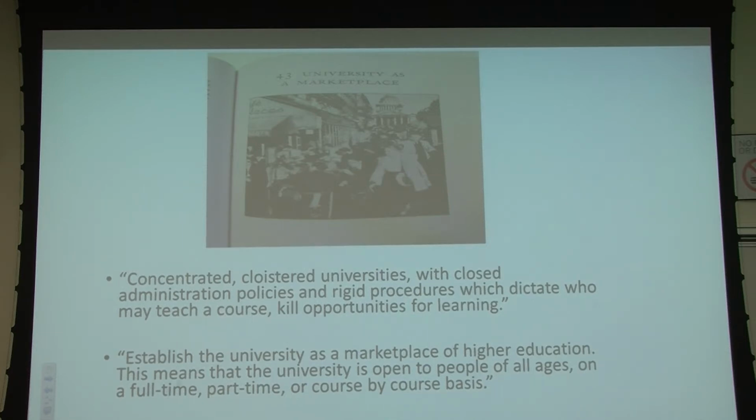And so then established the university as a marketplace of higher education. This means the university is open to people of all ages on a full-time, part-time, or course-by-course basis. That's exactly how Margot has changed this. It seems to me, right? Like that's why I didn't get my master's here, because it was the opposite. They had it so restricted and so limited and so difficult that I moved to Texas.